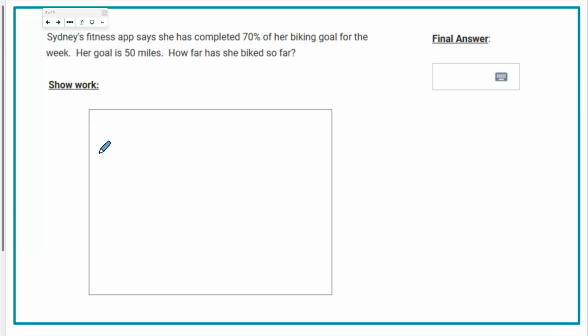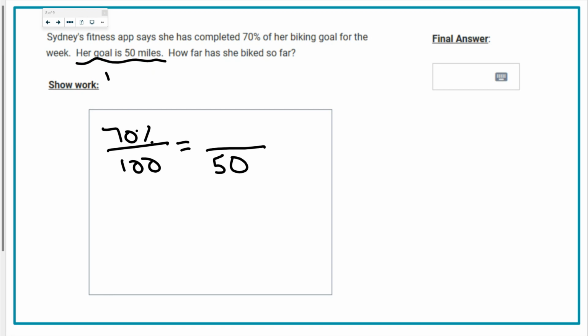Sydney's fitness app says she has completed 70% of her goal. So I'm automatically going to write 70 over 100 because percents go over 100. Her goal is 50 miles. How far has she biked? So I'm going to write 50 on the bottom here because that is her total goal. And we are just looking how far she has biked so far, which is going to be the part. Total goes on bottom, part goes on the top.